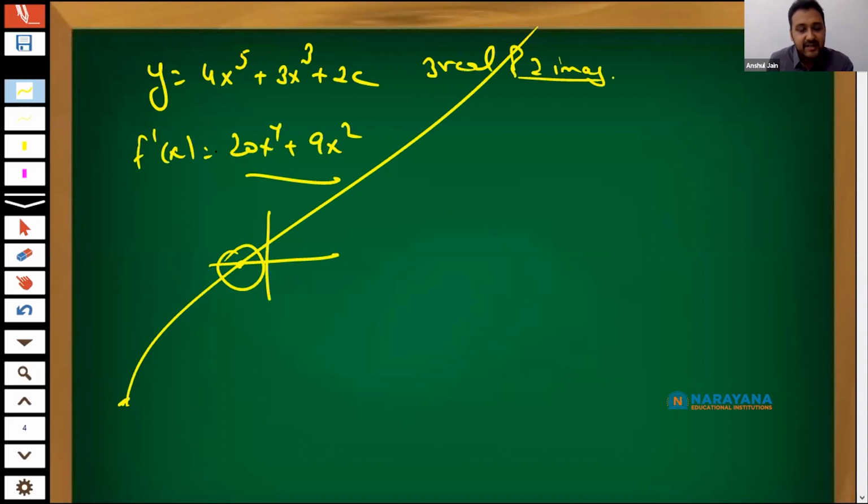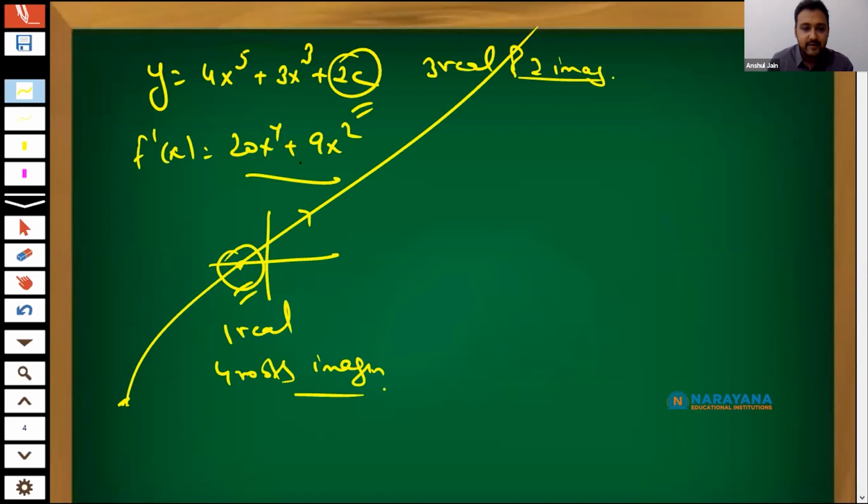After differentiating it, I have observed that it is completely positive. So from minus infinity to infinity, it is always increasing. It will cut the x-axis at only one point. So it will have only one real root and the remaining 4 roots will be imaginary. So there is no possibility that it will have 3 real roots. So there is no value of c possible, right?